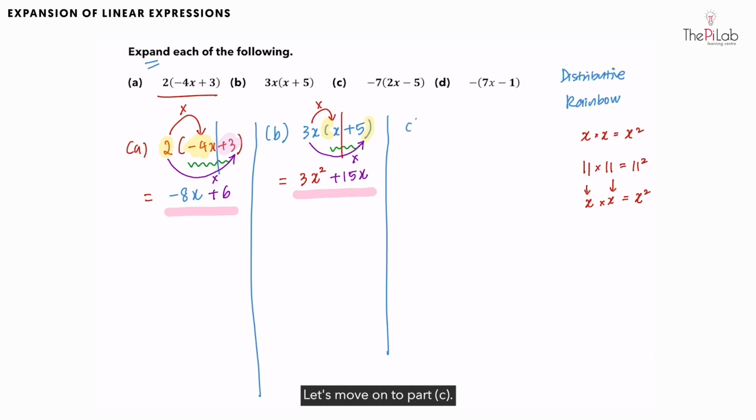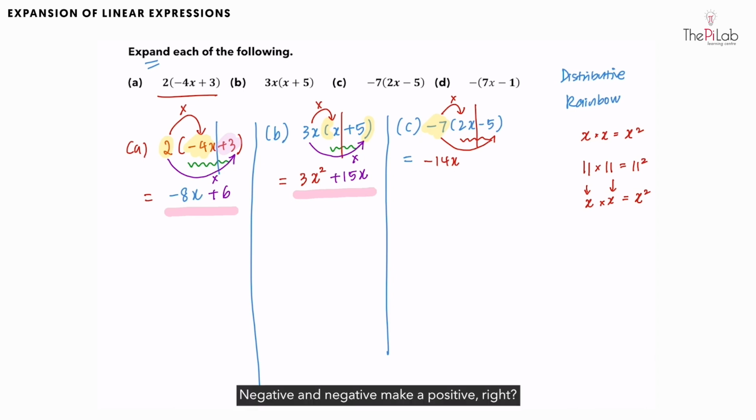Let's move on to part C. In part C, we have negative 7 times 2x minus 5. So it's the same idea. Don't be afraid of the negative 7. Again, ask yourself, how many terms are there inside the bracket? There are 2 terms. And what are they? They are 2x and negative 5. Okay, go ahead and multiply. Negative 7 times 2x, what do you get? You get negative 14x. And negative 7 times the second term, which is negative 5. Negative and negative make a positive, right? So negative 7 times negative 5 should give you positive 35. And that will be your final answer for part C.